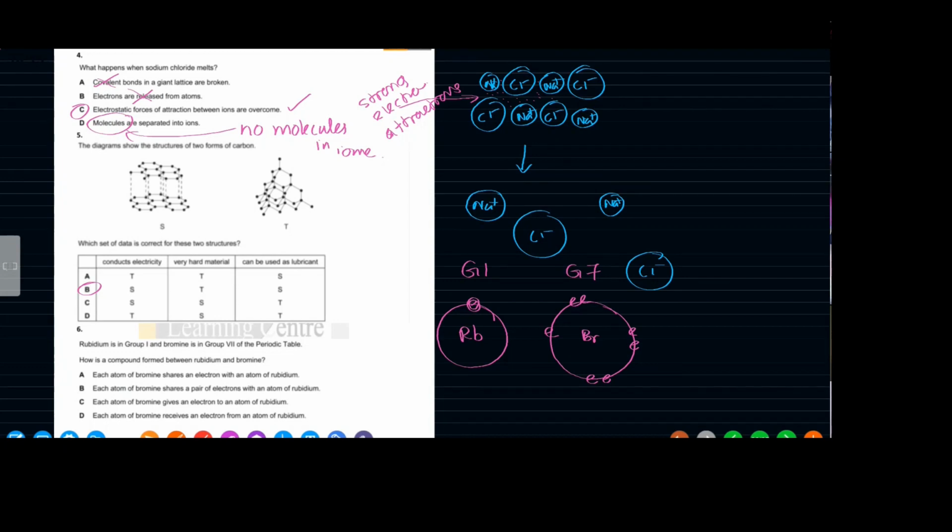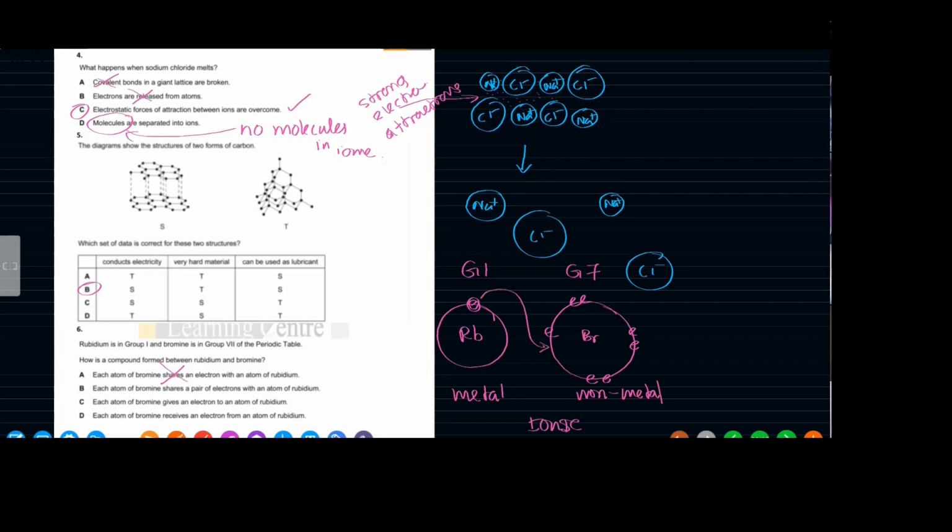Each atom of bromine shares electrons. Students who said sharing are wrong. Why? I said whenever there is a bonding question, this is a metal, this is a non-metal. Ionic compound. So this is ionic. No sharing, right? No sharing. They are going to form ions.